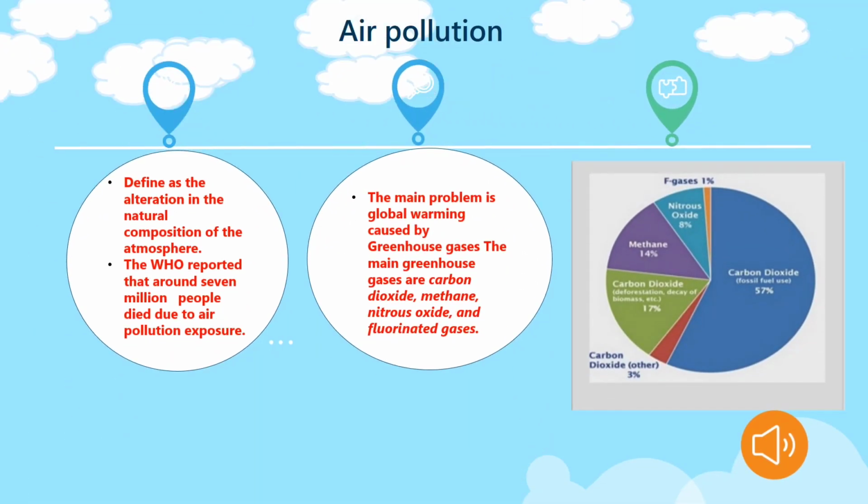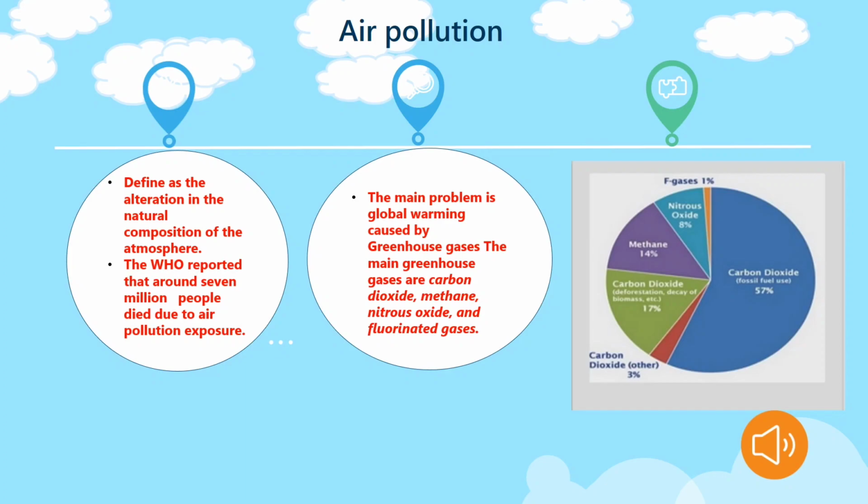First of all, we need to understand what is air pollution. Air pollution is defined as the alteration in the natural composition of the atmosphere, and it is caused by physical, chemical, and biological substances emitted from anthropogenic, geogenic, or biological sources. According to WHO, around 7 million people died due to air pollution exposure, so it is a major concern.